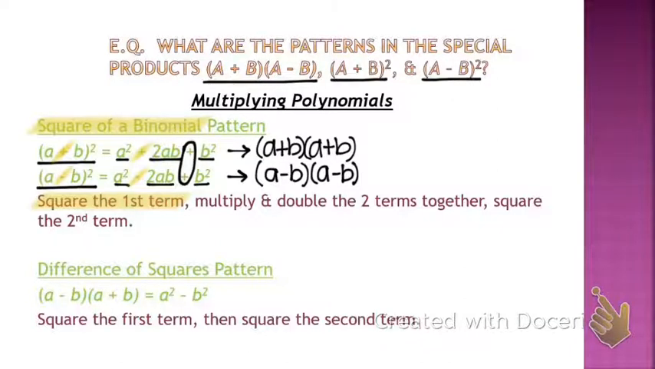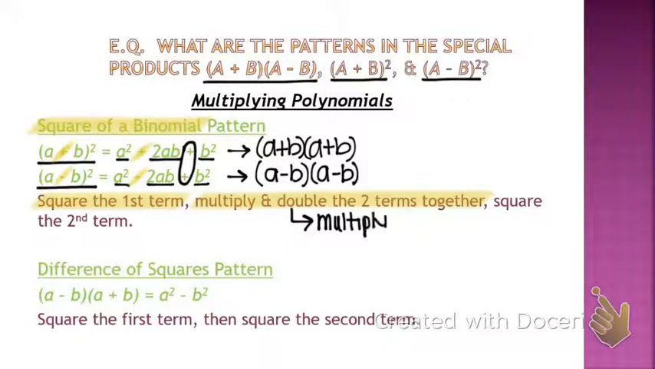You're then going to multiply and double the 2 terms together. Now the middle term is the one that is going to require work from you. It's the only spot where you're going to have to show me work. But I need you to understand what it means. Multiply and double the 2 terms together. When you see the word double, what does that mean we're going to do? Double means we're going to multiply it by 2. So we're going to take the 2 terms, multiply them together, and then we're going to multiply by 2.